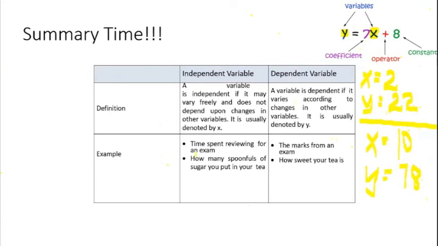So we have here below examples. First one, the one that we have already discussed: the time spent reviewing for an exam is your independent variable, and the expected output would be the marks from an exam. And the last one that we have here: how many spoonfuls of sugar you put in your coffee or your tea. The output, or our dependent variable, would be the sweetness of your coffee or your tea.